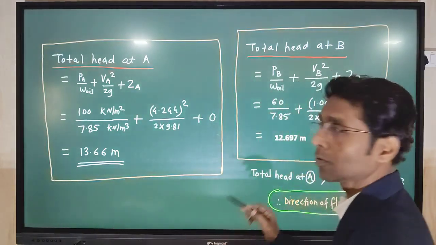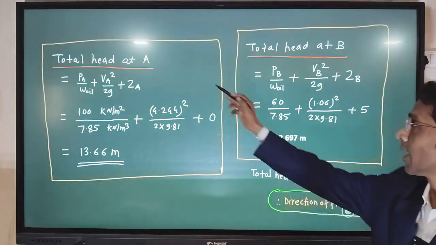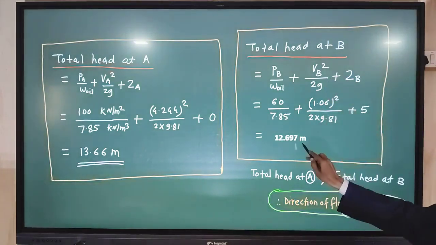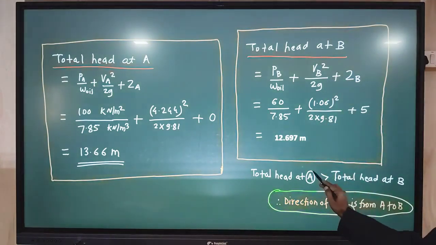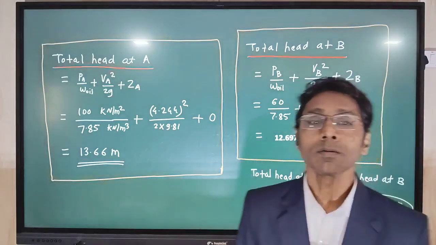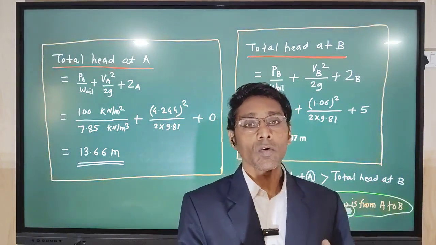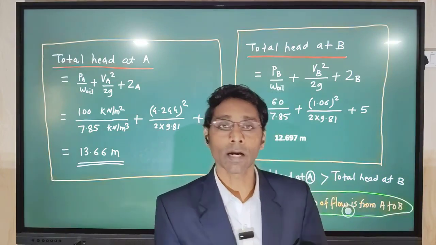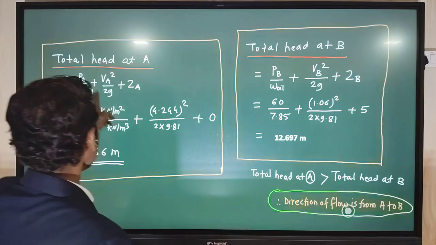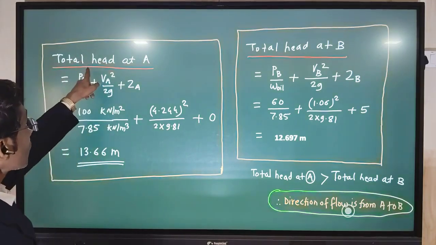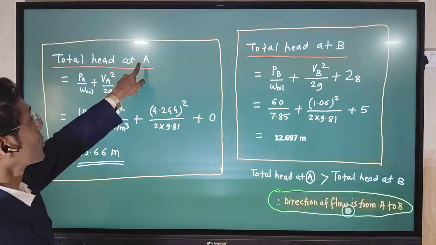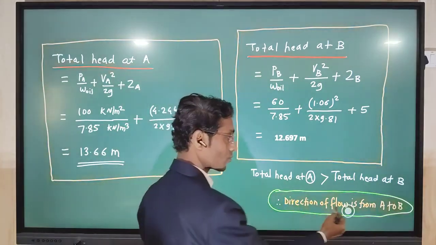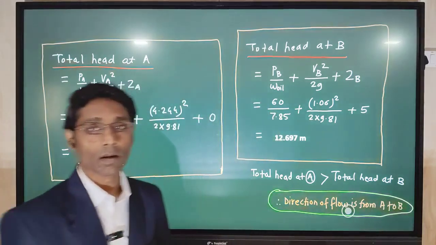Observing these two values, we find that total head at A is greater than total head at B. Means, as already we discussed, flow of any liquid or fluid takes place from higher head value to lower head value. So obviously here the oil will flow from section A to section B. So that is why the direction of flow is from A to B.